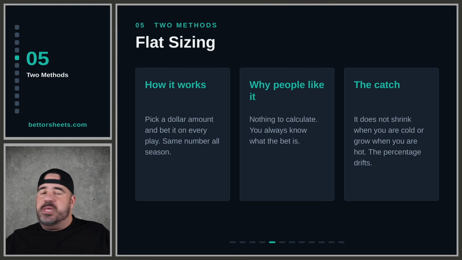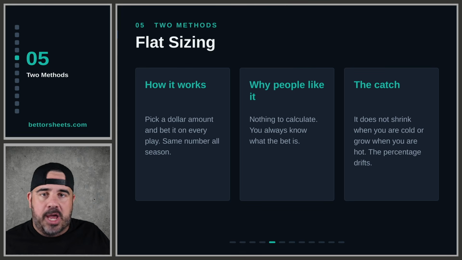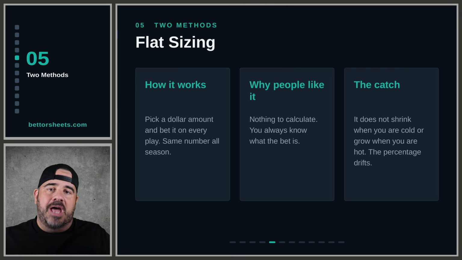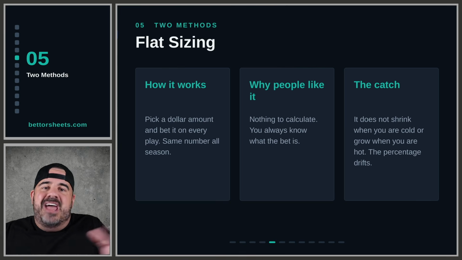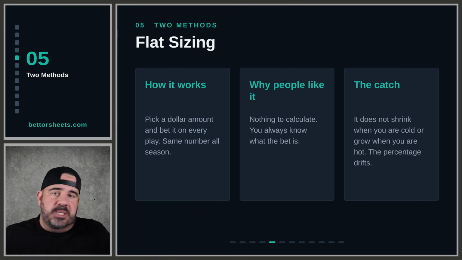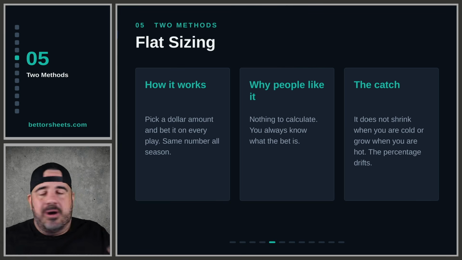Flat sizing is you take 20 bucks, you put it on every single play, no matter what. Simple. You've done it. I've done it. We've all done it many times through our lives. That's where people say, what's your unit size? And you say, oh, it's 100 bucks or it's 50 bucks. It never changes, right? It's always the same. It doesn't matter how hot you are, how cold you are. You pick your dollar amount.